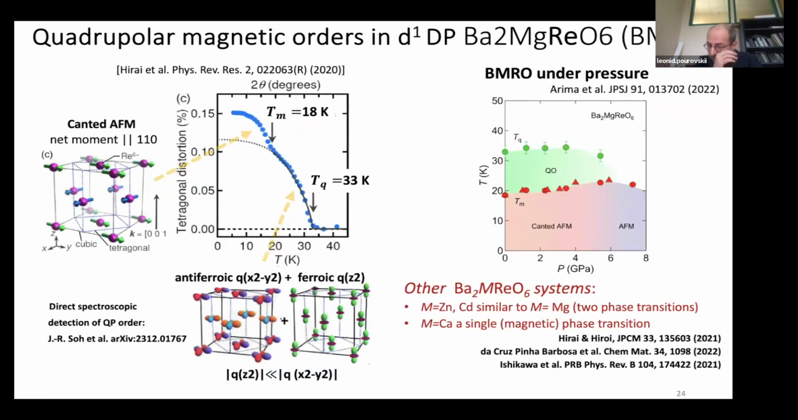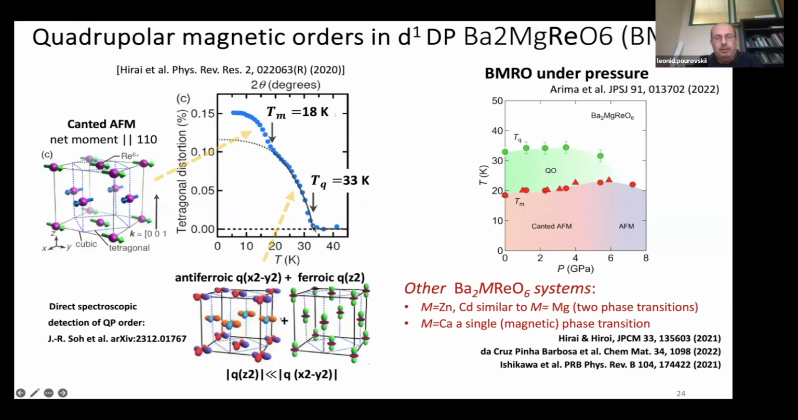So here I will focus on d1 double perovskites of rhenium, which were again presented by Bruce before. But for this material, there is quite a bit of controversy regarding the magnetic structure, as was mentioned by Bruce. Anyhow, for one of these compounds, which is the most investigated, barium-2 magnesium rhenium 6, Ba2MgReO6, one can clearly observe two phase transitions.